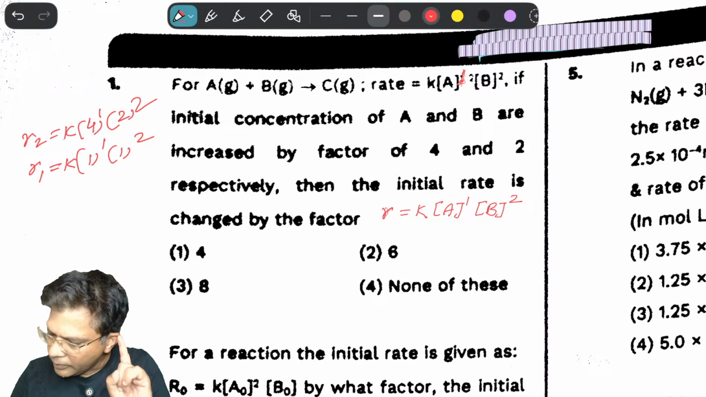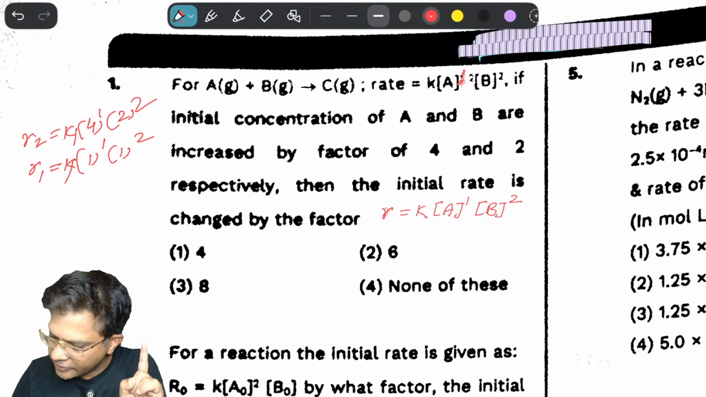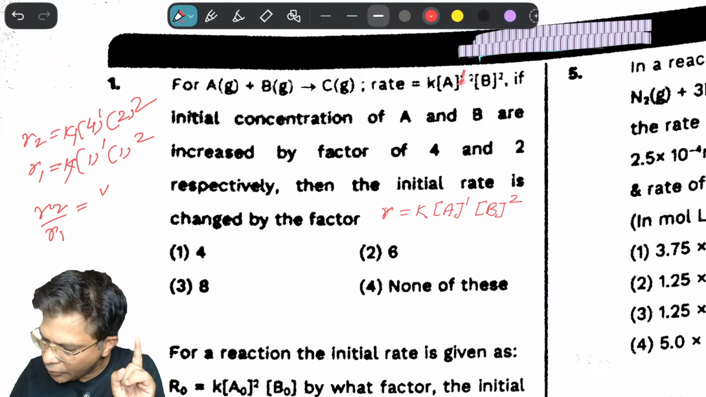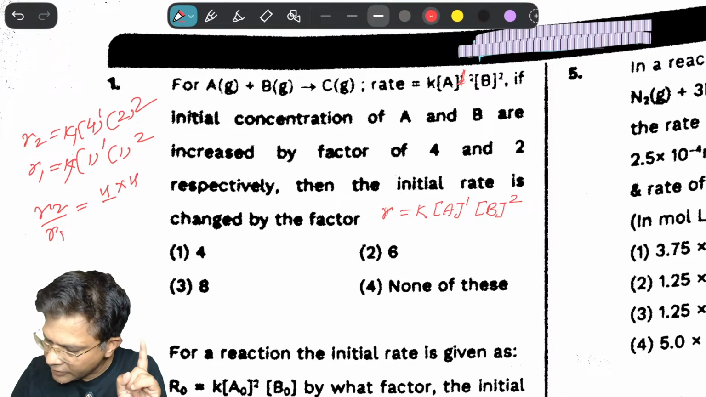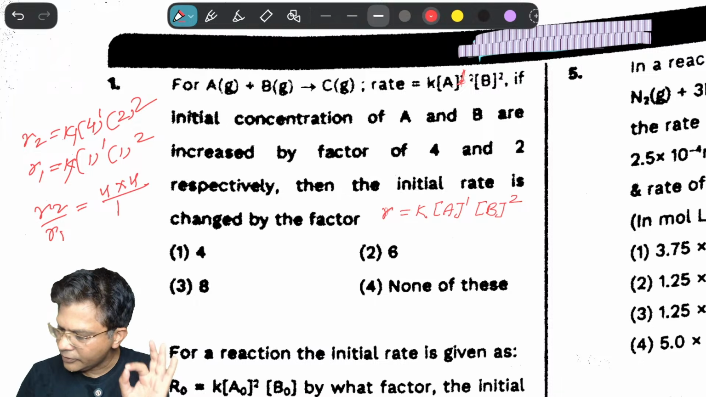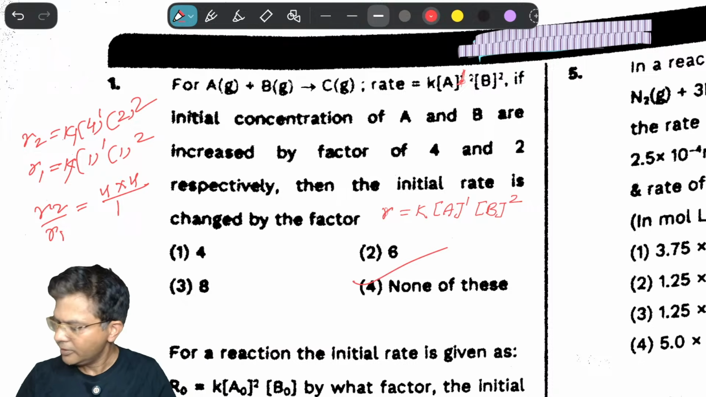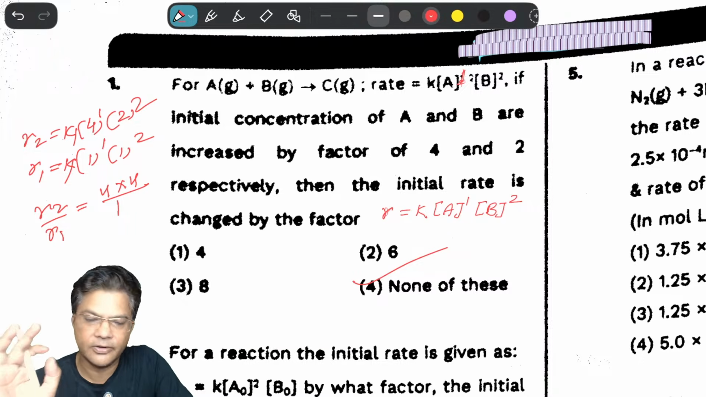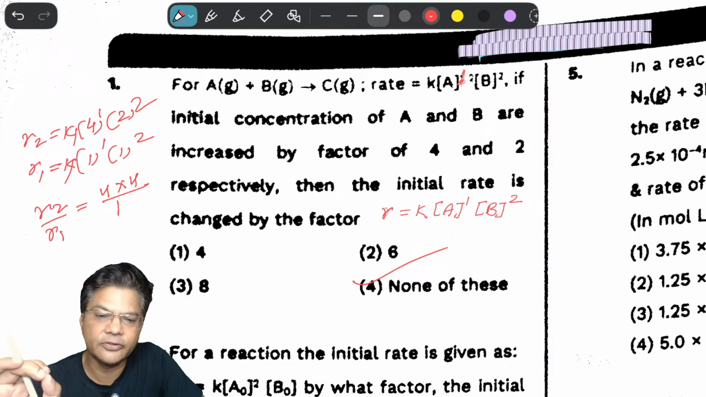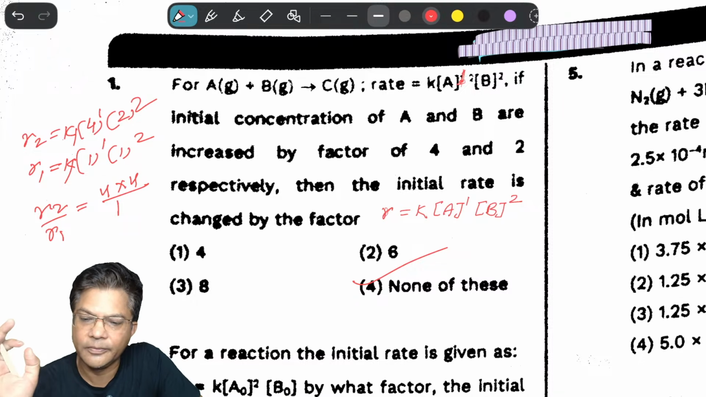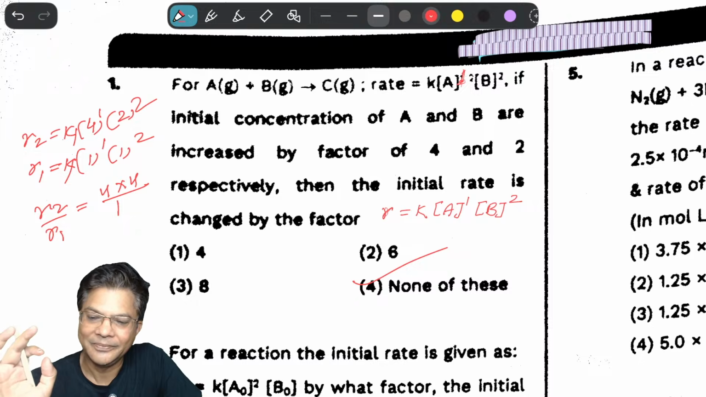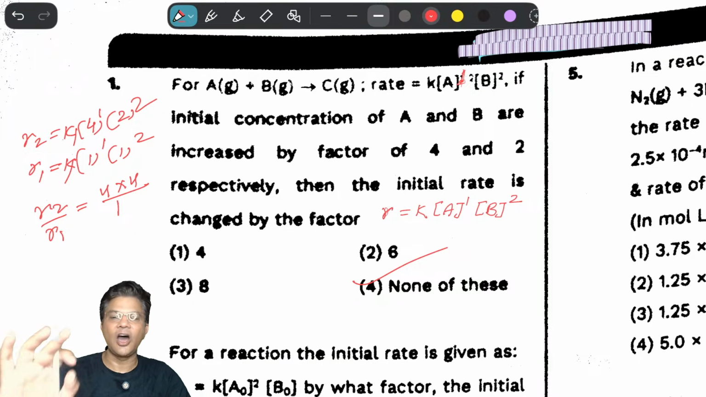So upper side K and K will cancel out, R2 upon R1 will be equal to 4 raised to power 1, 2 twos are 4, 16 by 1, so the answer will be 16, none of these. The rate will get increased by 16 times. Is it clear to all of you? Yeah, 16 times is the correct answer. How many of you have got the correct answer? Kids, do let me know.